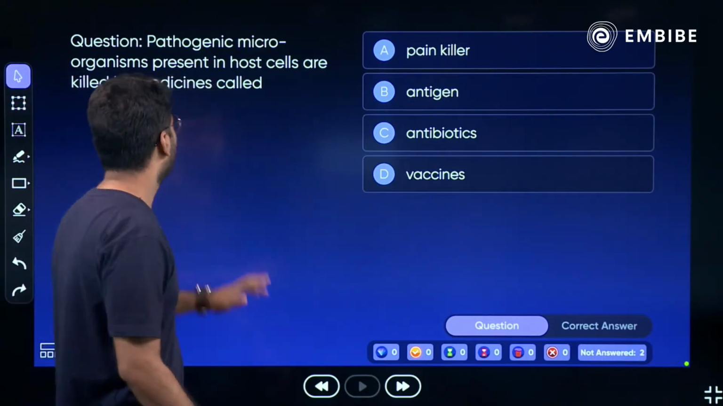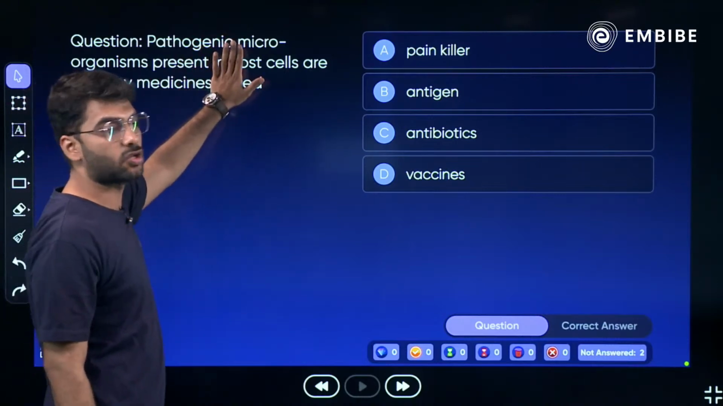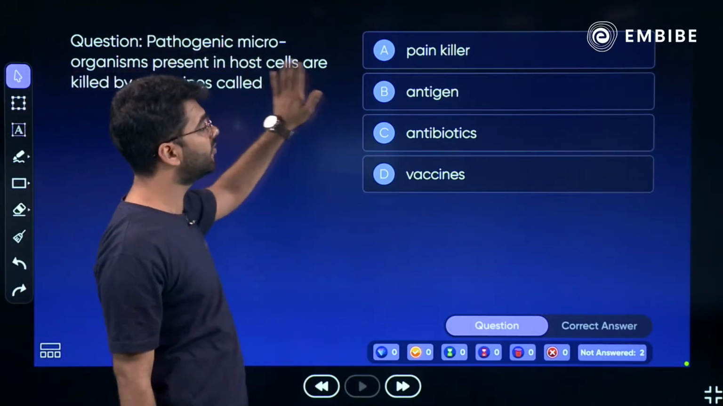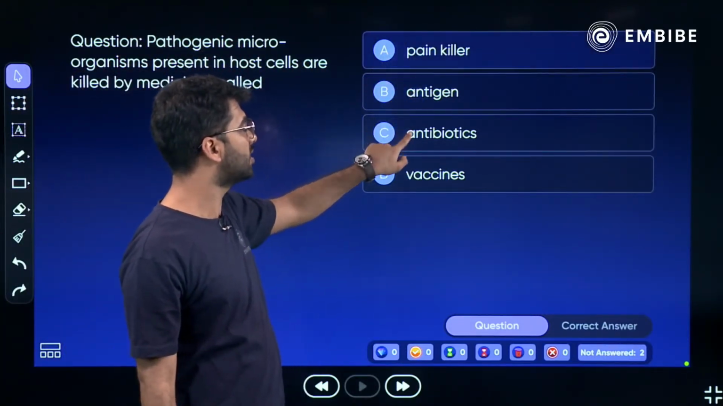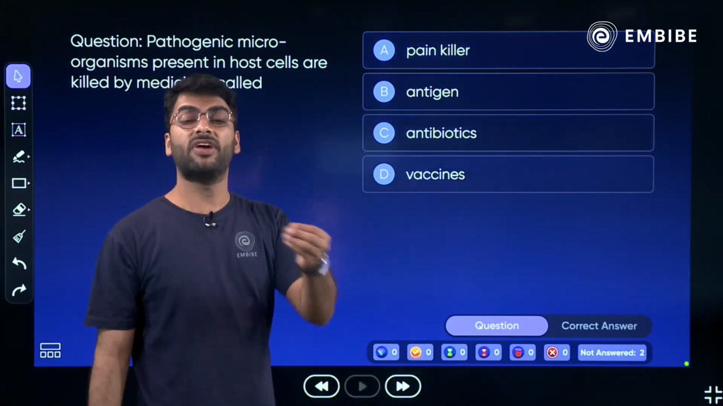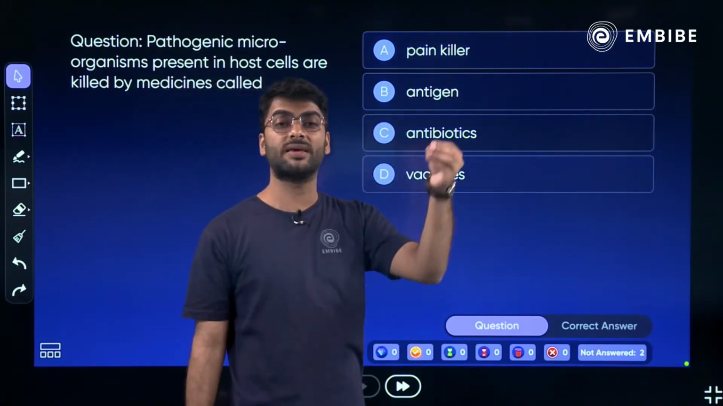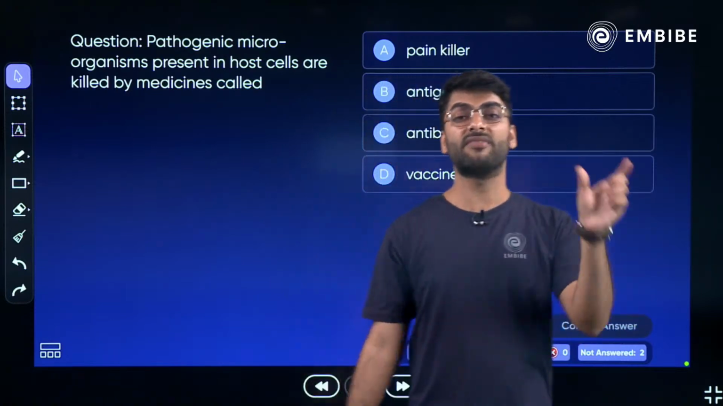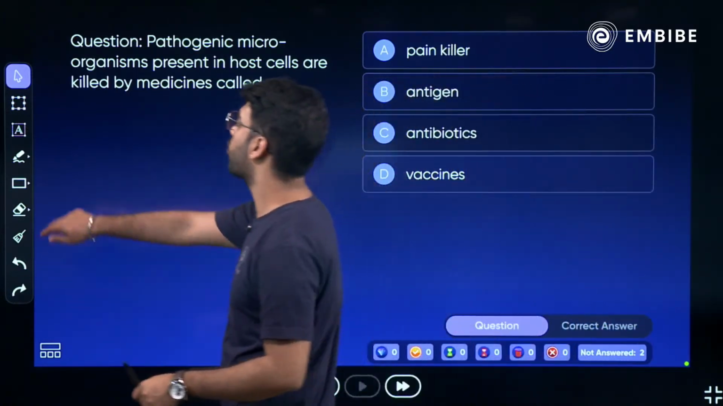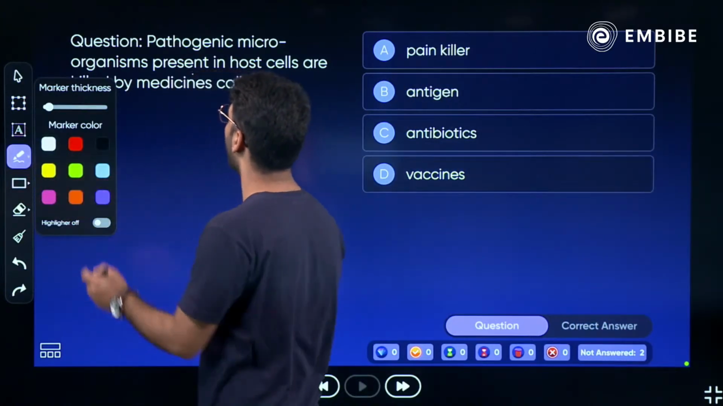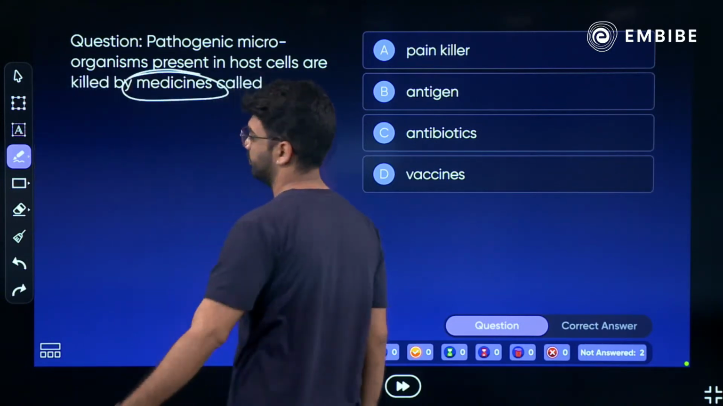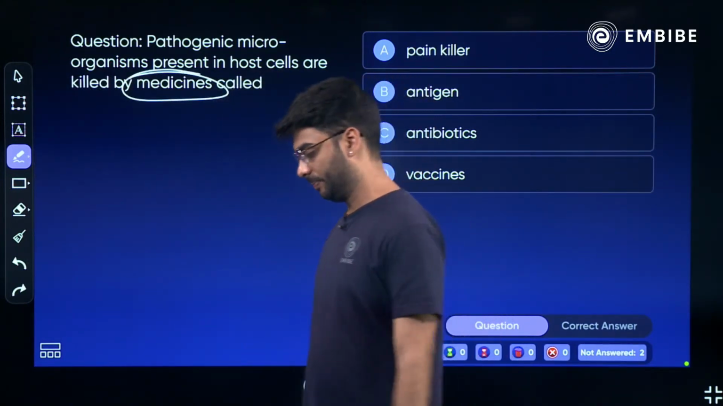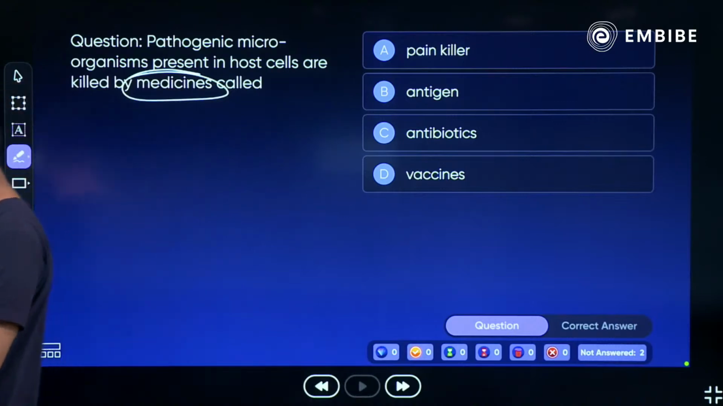ठीक है? So pathogenic means disease causing. Disease causing microbes are killed with the help of painkillers, antigens, antibiotics या vaccines. We are killing disease causing microbes. How will we kill them? With a medicine. So please focus on the word over here called medicine and give me your answer. चलिए, quick, very quick.